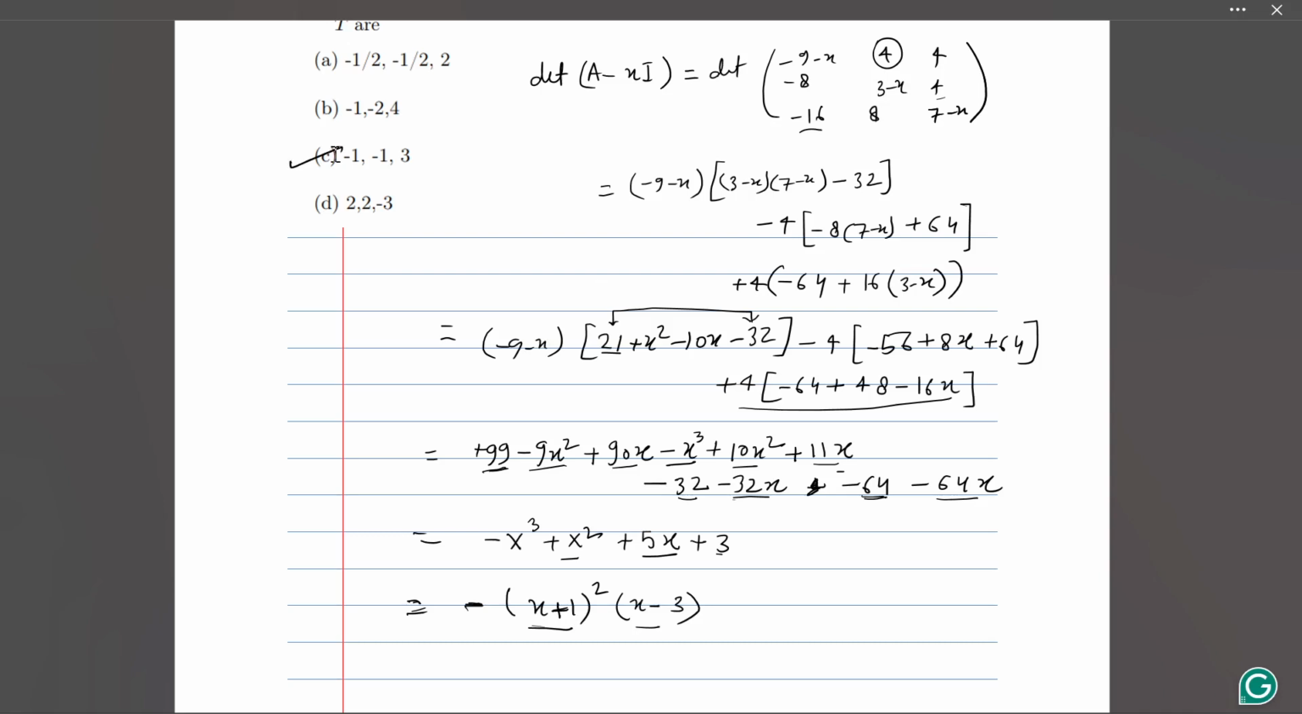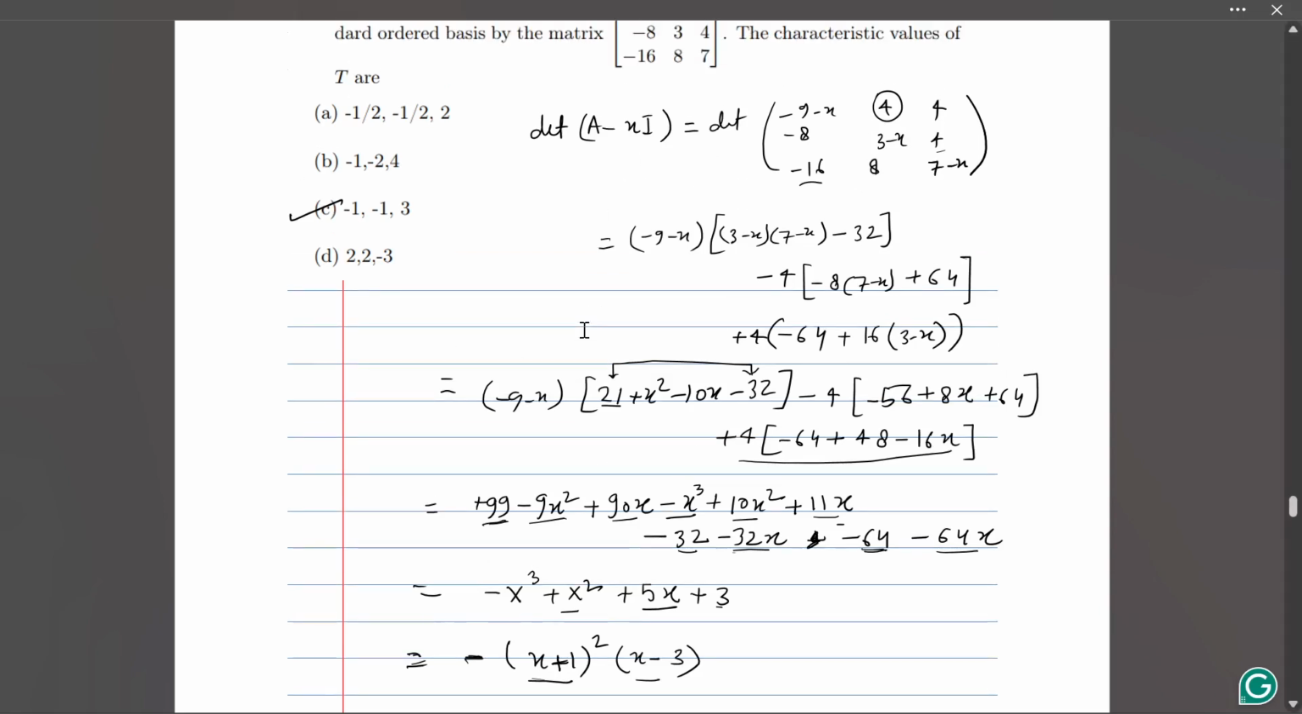Okay, we have less time, so let's see the next question. There was nothing special to do. Just calculate the characteristic polynomial and then get the roots. They will be the characteristic values or eigenvalues.